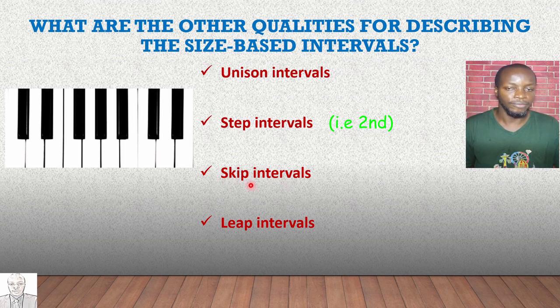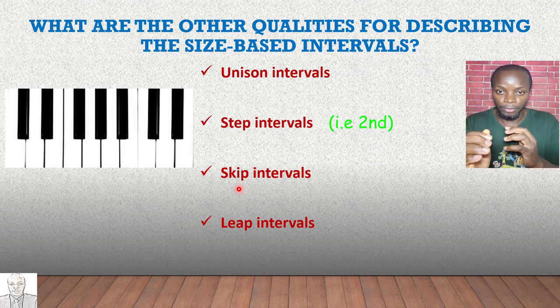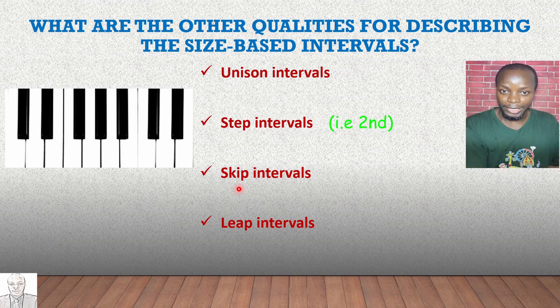Talking about the skip interval, you're going to miss out a note, right? You are going to miss out a pitch between the first note of the interval and the second note of the interval. So you're skipping out a pitch or a note. For instance, when you're counting the days of the week, you say Monday and Wednesday, you're skipping out Tuesday. So that's the concept of the skip interval. And remember, in this case, skip interval is practically referring to an interval of a third, right?